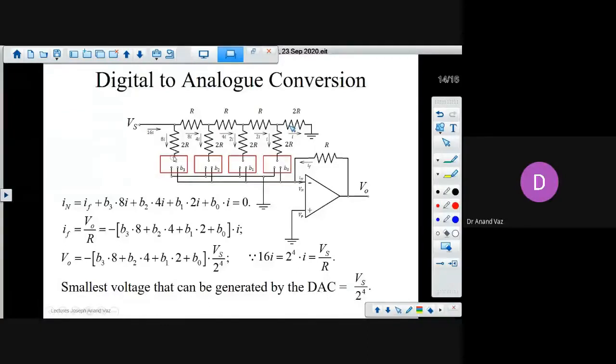So I hope this lecture has made it clear to you how we can realize analog voltage through digital representation using the digital to analog converter. Any difficulty you have, please ask.